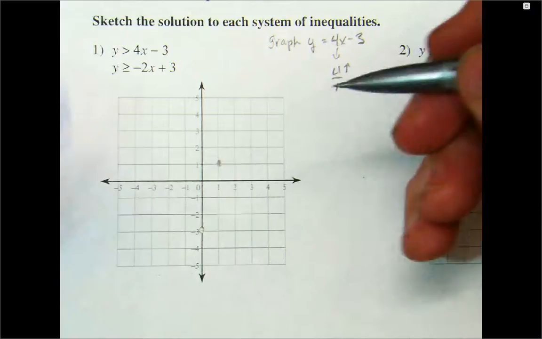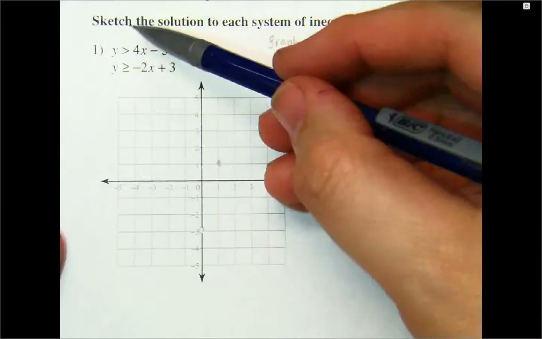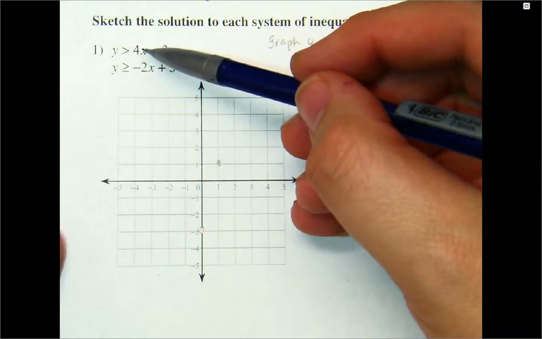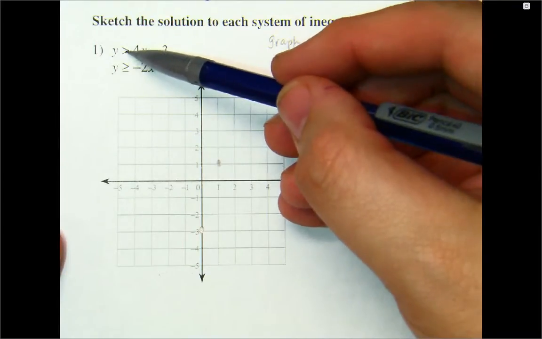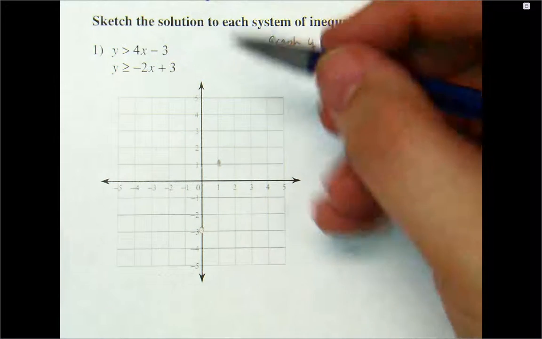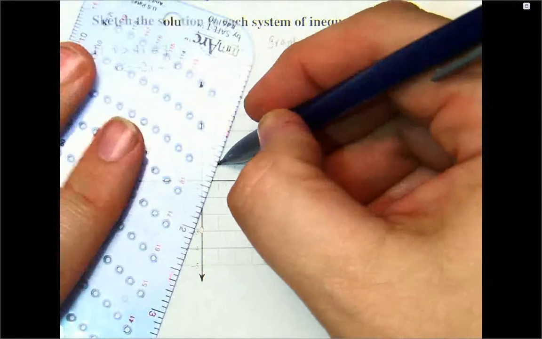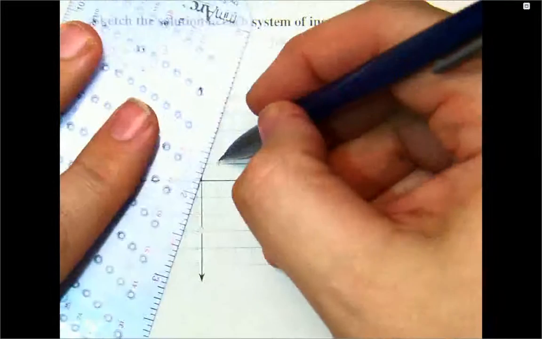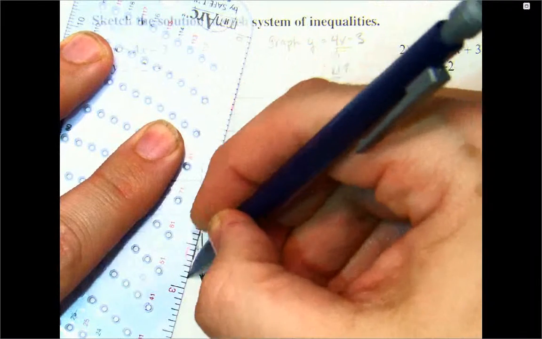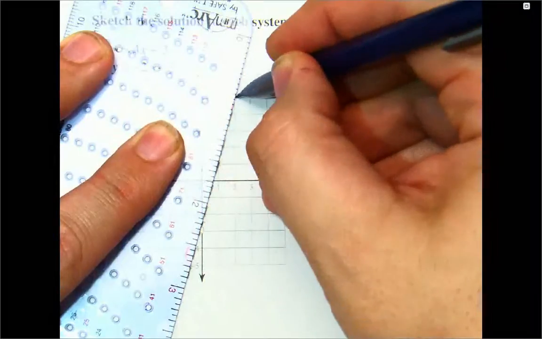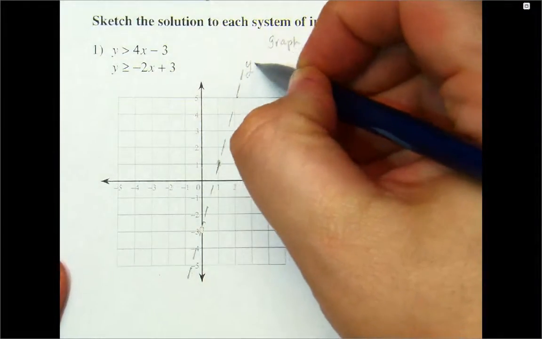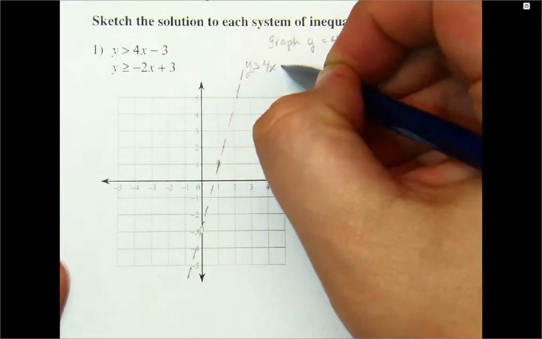Why is it y equals 4x? Because I want to graph the line that's associated with this inequality. Now, is this top one going to be dashed or is it going to be solid? It's dashed. Alright, so this is y is greater than 4x minus 3.